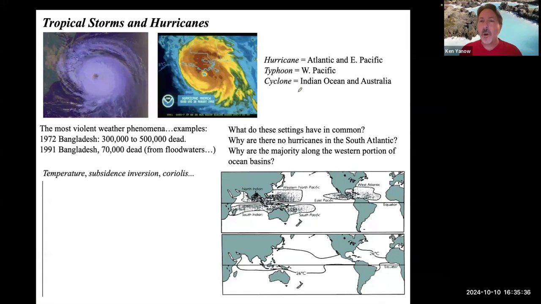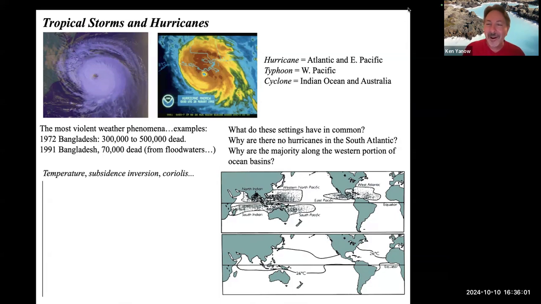We use the term hurricane when we have a storm in the Atlantic or the East Pacific. A typhoon is going to be down here in the West Pacific. A cyclone is going to be in the Indian Ocean and down here in the Atlantic.